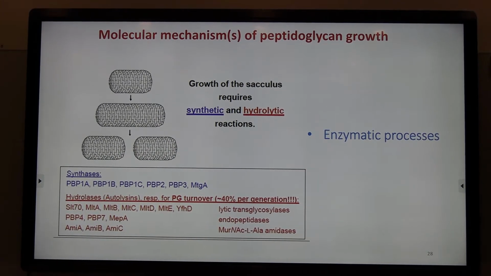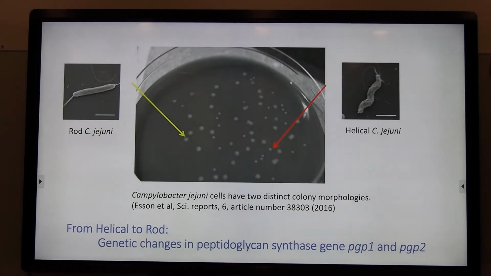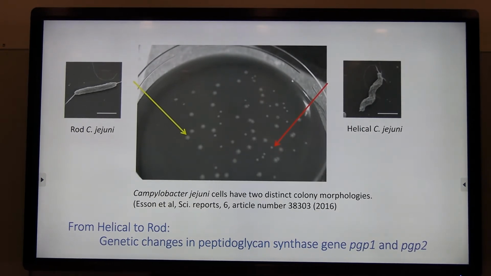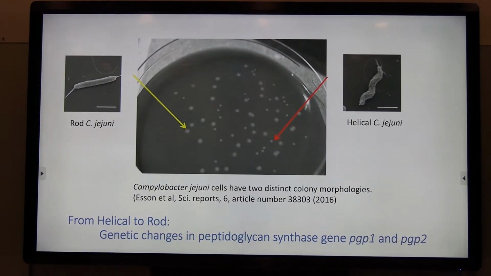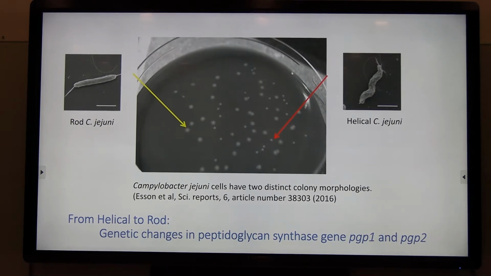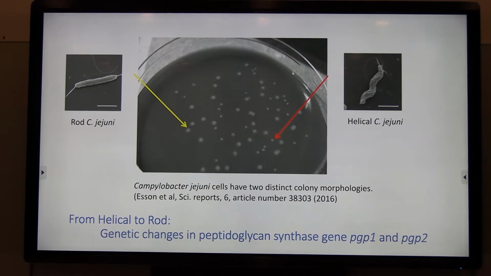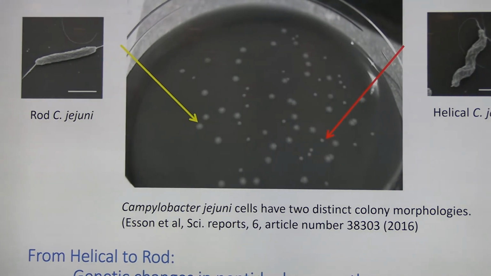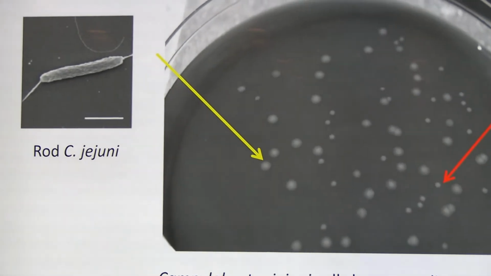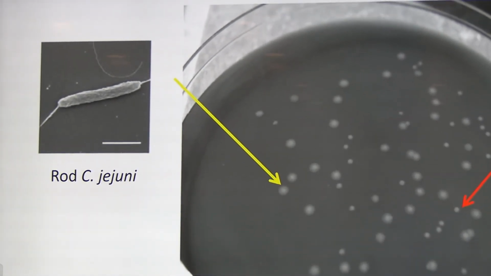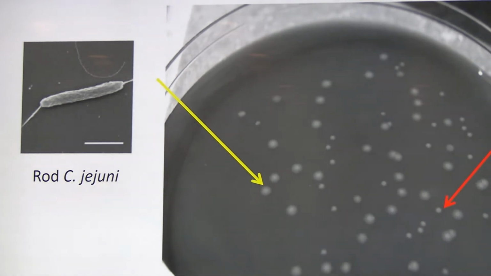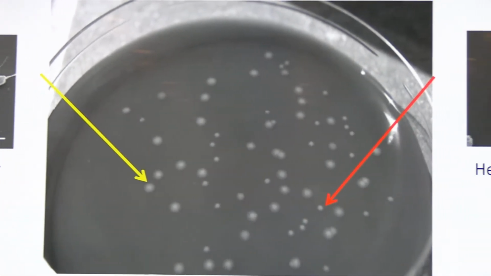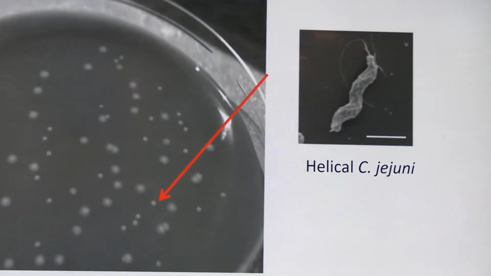So what happens if there's a mutant in this gene? Well, as I introduced to you a little bit in the previous slides, there are Campylobacter jejuni cells that have 2 distinguished colony morphologies. When the researchers tried to zoom in on the bacteria from these colonies, they found that they actually consist of two different shapes of bacteria.